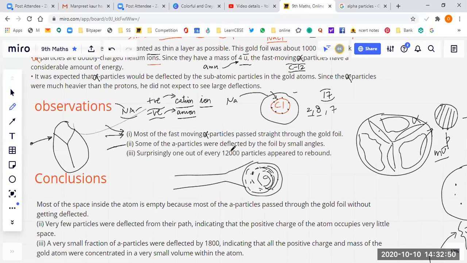Then he saw the second observation. Read ahead, Pranav. Some of the alpha particles were deflected by the foil by small angles.